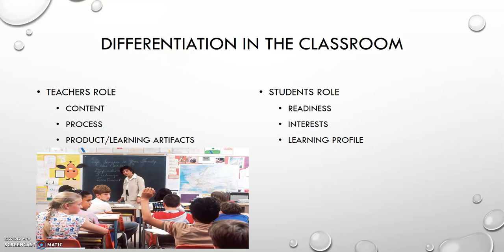Differentiation in the classroom. This slide is from McCarthy in 2014. He has the 2 roles in the classroom, the teacher's role and then the student's role. The teacher's role is to present content, which is the knowledge and skills that students need. The process is the teacher figuring out and getting students to make sense of the content. And then the product/learning artifact are the items that the students create.